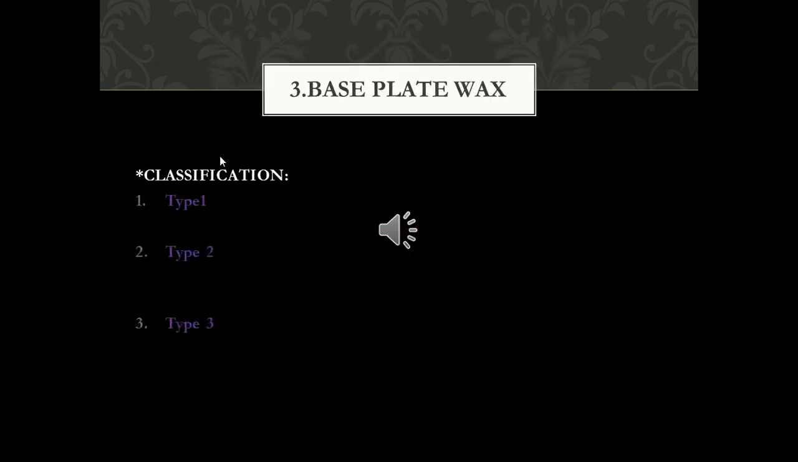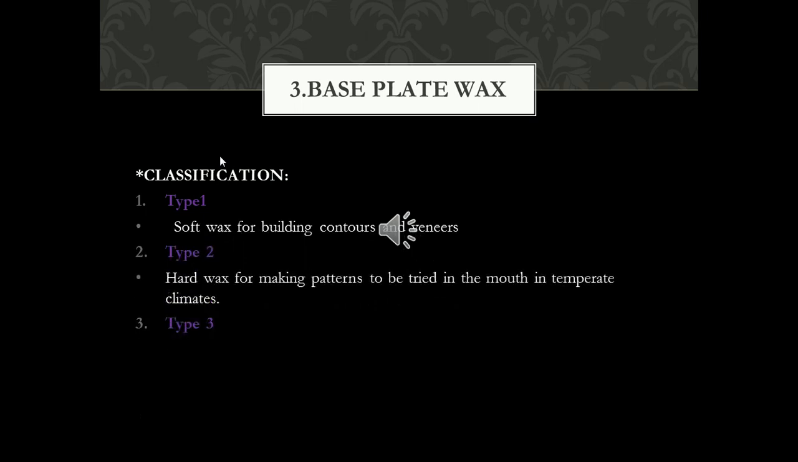Now the classification. There are basically three types of base plate wax. Type 1, which is the soft wax for building contours and veneers. Type 2, which is the hard wax for making patterns in the mouth in temperate climates. Type 3, which is extra hard for trials in the mouth in tropical weather. And the base plate wax we are usually using over here is the type 2 wax.